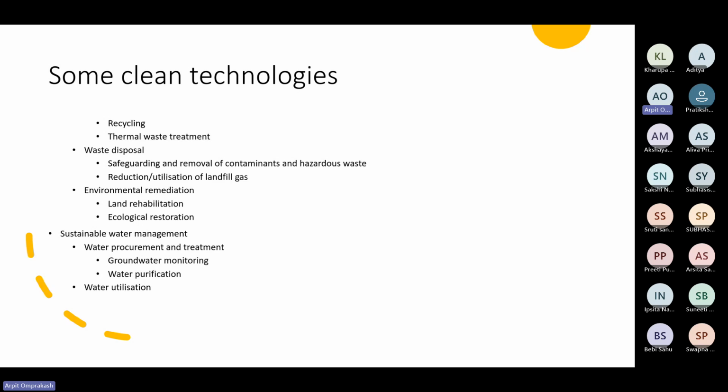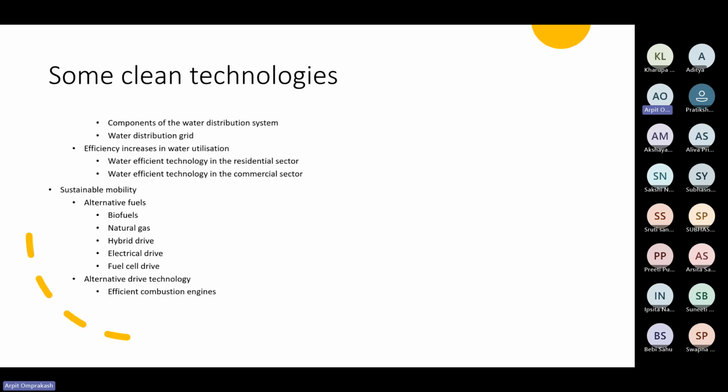Then we have sustainable water management, where basically we talk about water procurement and treatment, water purification, monitoring of groundwater, then water utilization sustainably, such as efficient distribution grids, and basically efficient increases in water utilization, such as water efficient technology in both commercial and residential sectors. Then sustainable mobility, which is like movement, such as alternative fuels to fossil fuels, so that there's less pollution, such as biofuels, electrical cars, fuel cell cars, which use hydrogen.